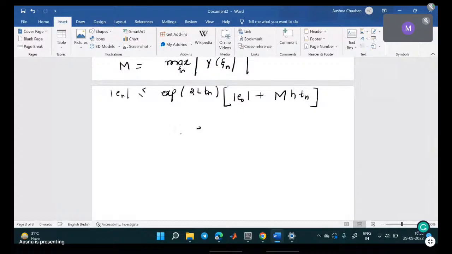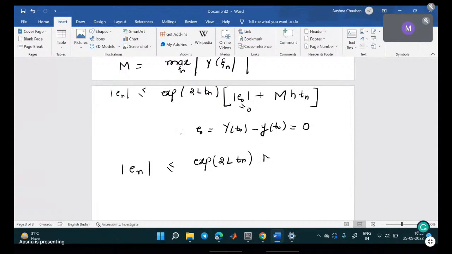And since E naught is what? E naught is capital Y at T naught minus small y at T naught. And we know that both of these are equal by the initial condition. That is why its value is 0. So this E naught becomes 0. But En is less than equals to exponential of 2L Tn capital M h Tn.